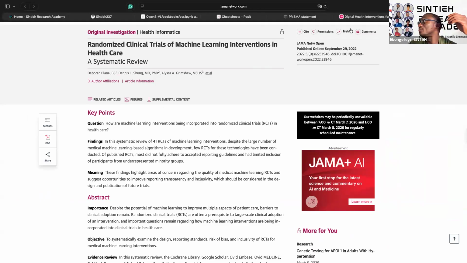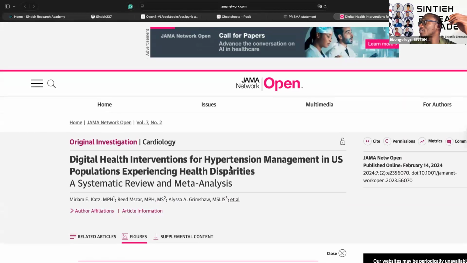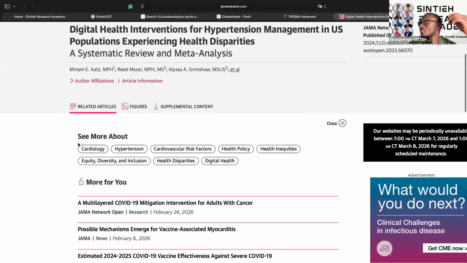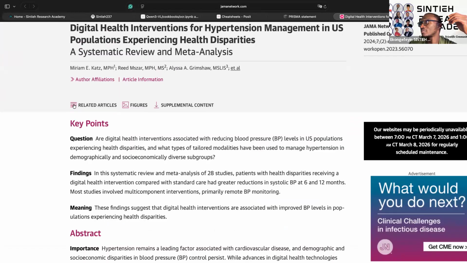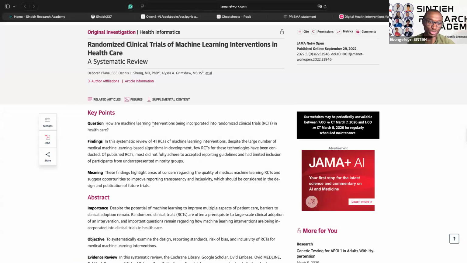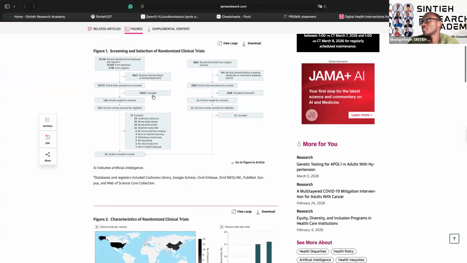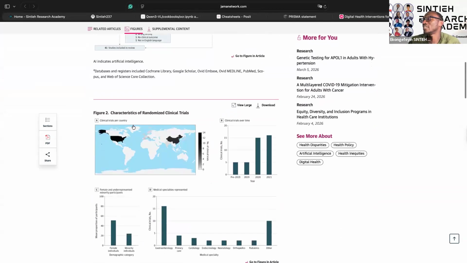It is not like the other one, the digital health hypertension one. Where is their research question? So this one was very clear: are digital health interventions associated with reducing BP? But here they're just like, well, we don't know how. We just want to find out, right? So you cannot do a meta-analysis with this kind of question. So that's it. But if we look at their figures, you would see again the same thing. And then you see that they have a mapping of where the studies came from.